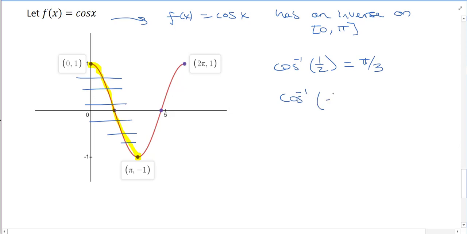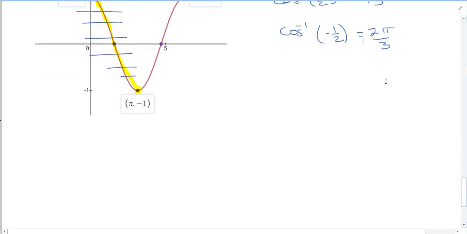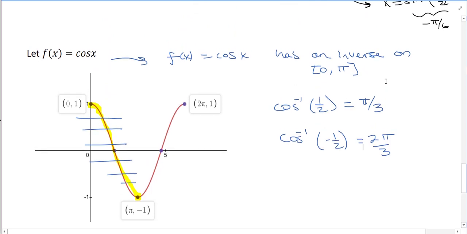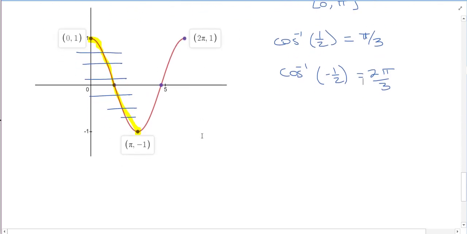And so just as before, what about cosine inverse of negative 1/2? Well, I already know my reference angle is pi over 3, so I just need to be in quadrant 2 because it is from 0 to pi. So that will be 2 pi over 3. Okay, so then those are our inverses. And your book has a really good graph on the inverses, so you can see it better.